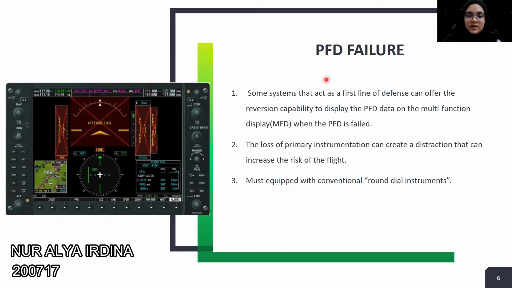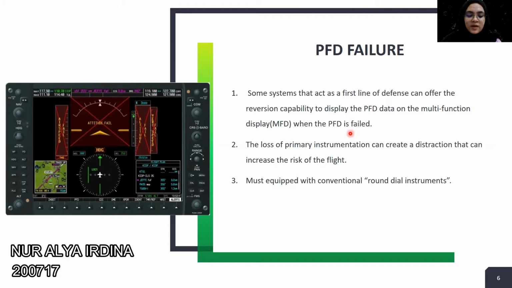So the PFD also has a high possibility to fail. Some systems that act as a first line of defense can offer reversion capability to display the PFD data on the multifunction display MFD when the PFD has failed. So basically the MFD is like the backup for the PFD.